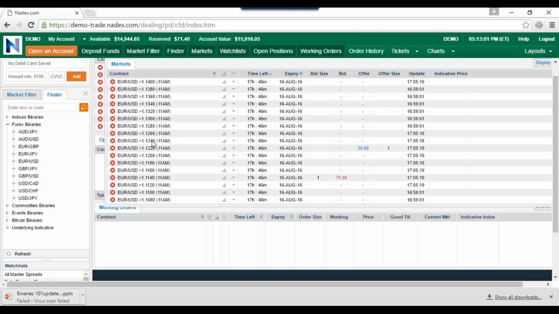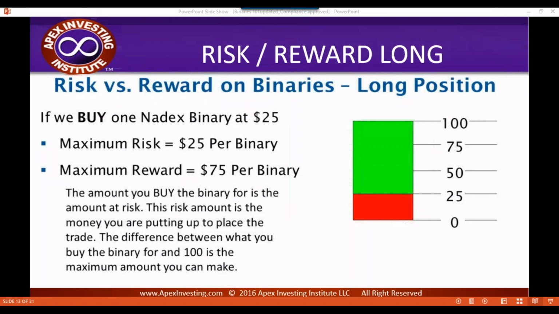So there are different price levels to make that decision of will the market be above or below that, and then they'll be priced differently based on where the current market is. Okay, so in a nutshell, that's all a binary contract is. It's a simple yes or no statement.